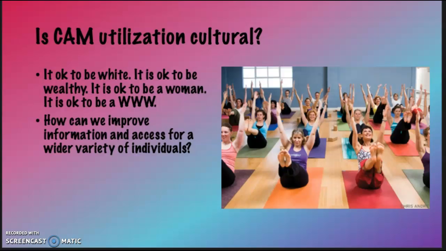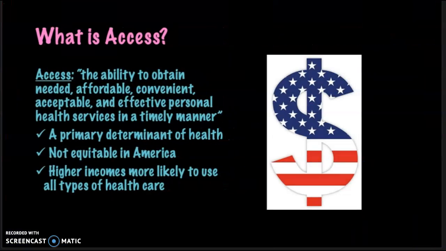Income is the largest social determinant of health, allowing one not only to directly purchase preventive care, but also provide for many other health-preserving lifestyles. Our textbook defines access as the ability to obtain needed, affordable, convenient, acceptable, and effective personal health services in a timely manner. The U.S. healthcare system is largely inequitable. Those with higher incomes are more likely to use CAM.